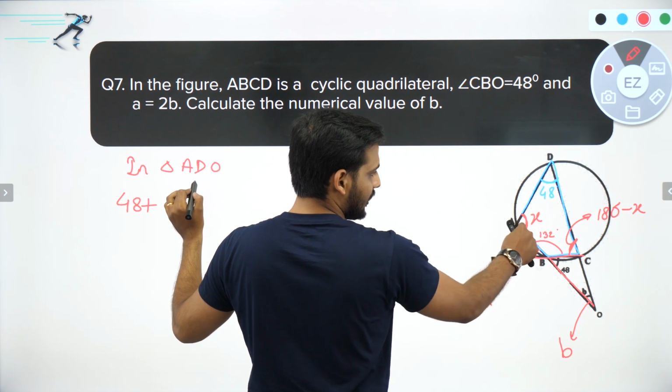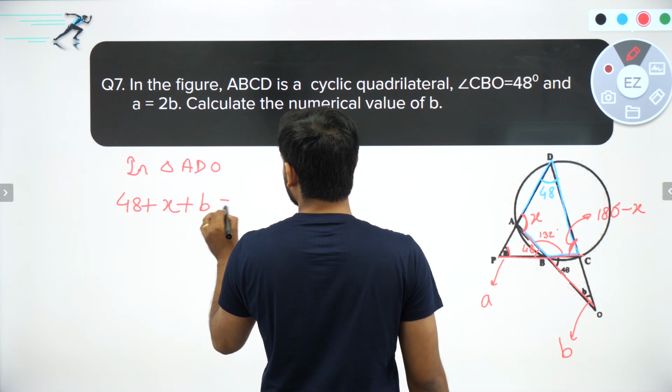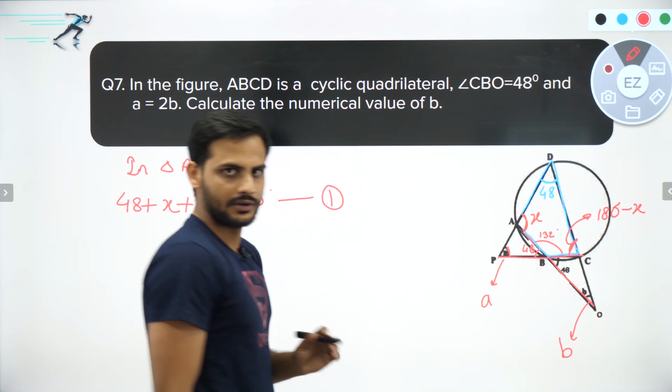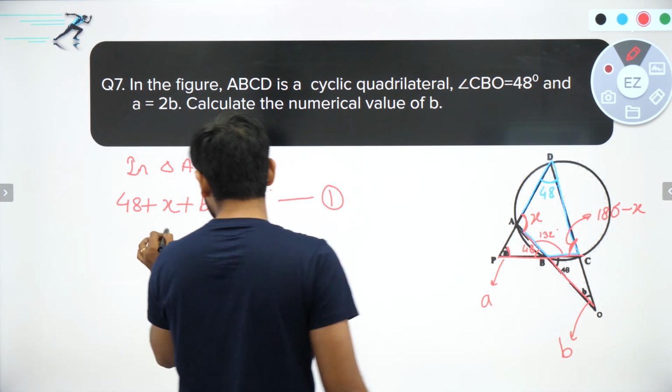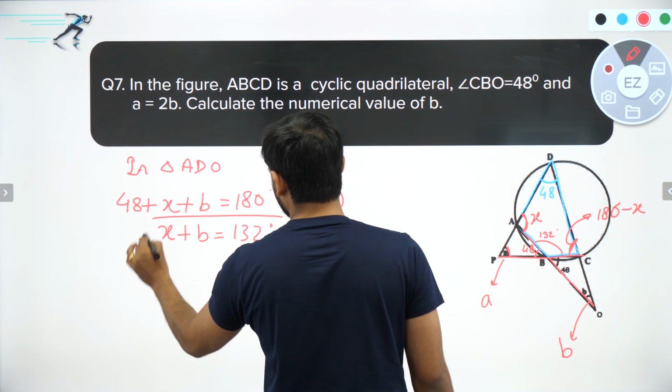Angle D is 48 plus angle A here is X plus angle O here is B is equal to 180 degree. This is your first equation you have. Okay, so shift it there. X plus B is 132 degree. Okay, this is your first equation, let us say.